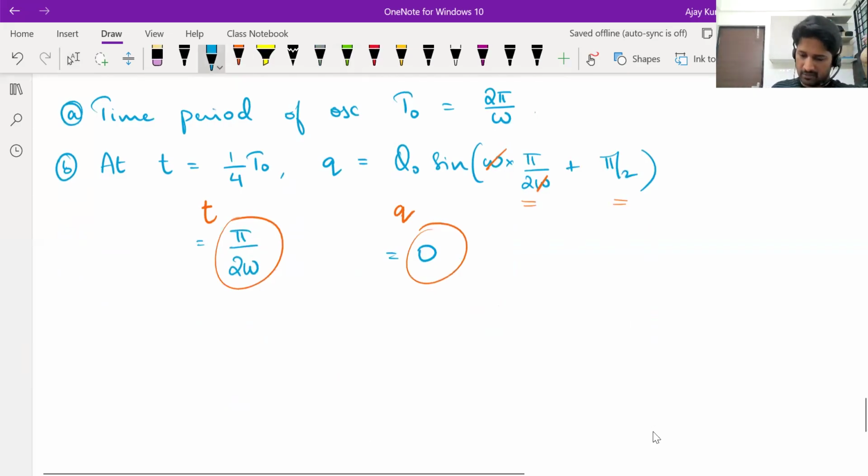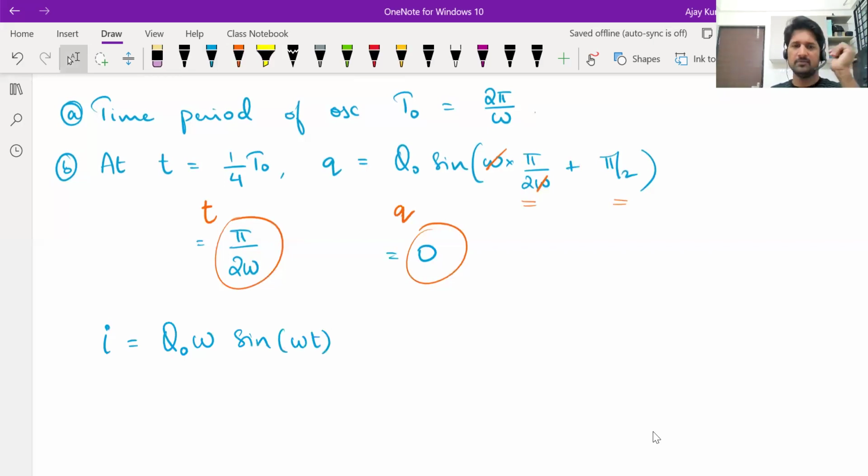At least current, derive it on your own, all of you. The current equation we got is this: q naught omega sine omega t. Substitute the time in this and tell me how much is the current. Tell directly, you don't even have to use pen. Rishi, in place of small t, if you now substitute pi by 2 omega, what will be left inside the bracket after simplification?